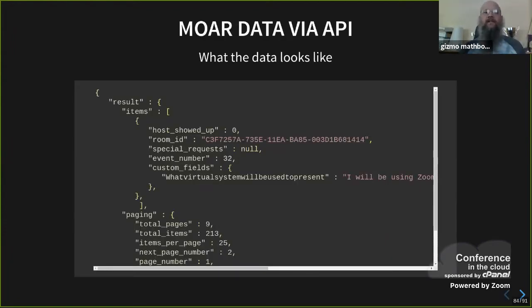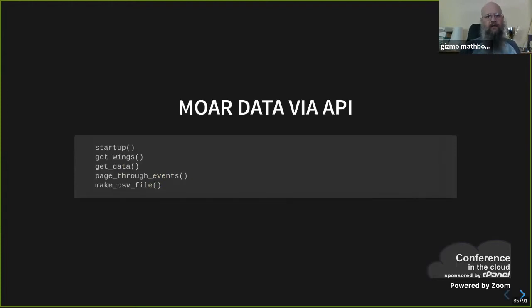Here's a very abbreviated list of the JSON that the API returns. You get a list of events, any custom fields you might need to worry about in the events, and paging info to let you know how many pages of calls you have to make and how many events you should have at the end of all your calling.